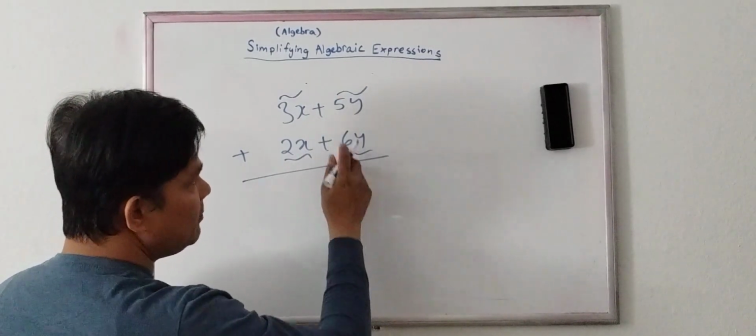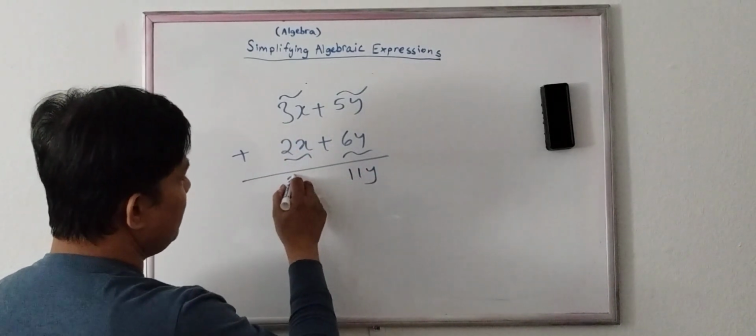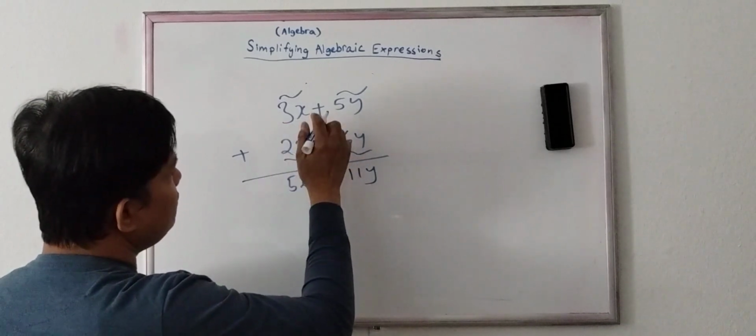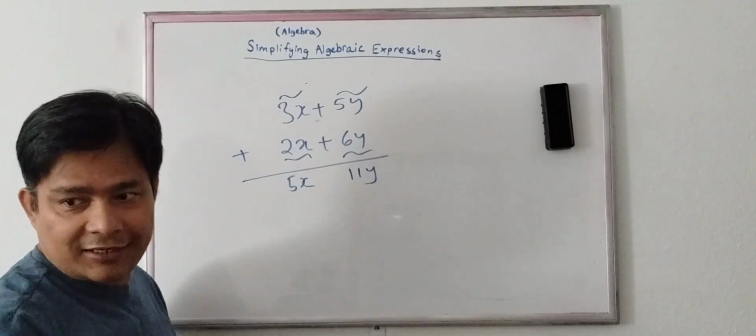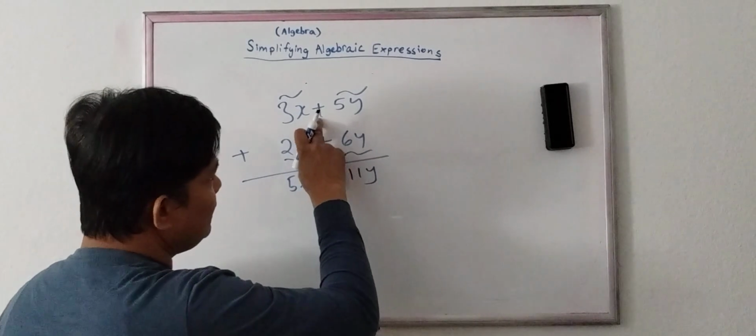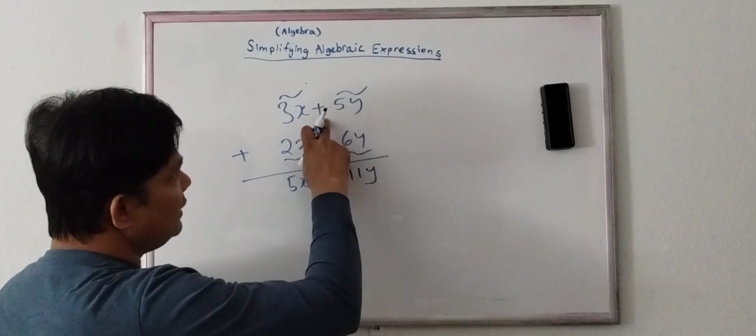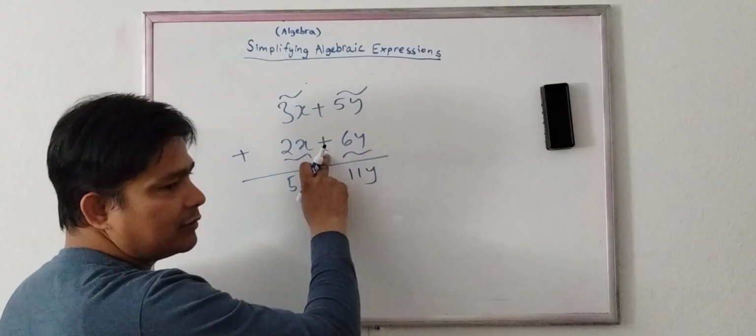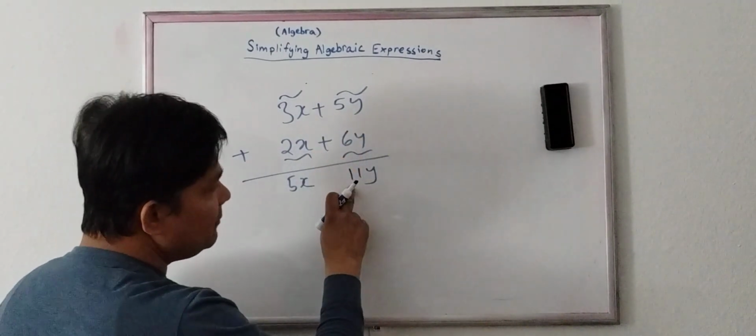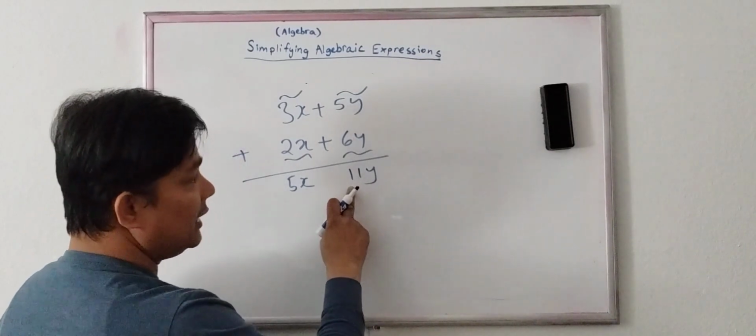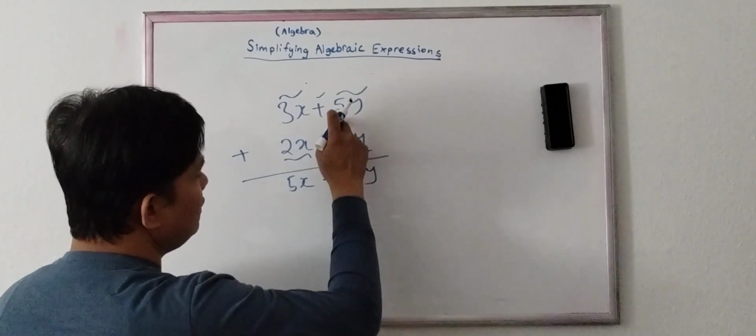So I will sum them. What will be the answer? 5 plus 6, 11y. And 3 plus 2 is 5x. And what is the symbol they have here, positive or negative? If I don't write it like this, you can get confused here. See, why is the plus sign here? Because 5 had a plus sign in front of it, 6 also had a plus sign. So if we sum 5 and 6, it will give me positive 11, not negative 11. That's why you have to look for the sign of these two numbers. Okay.